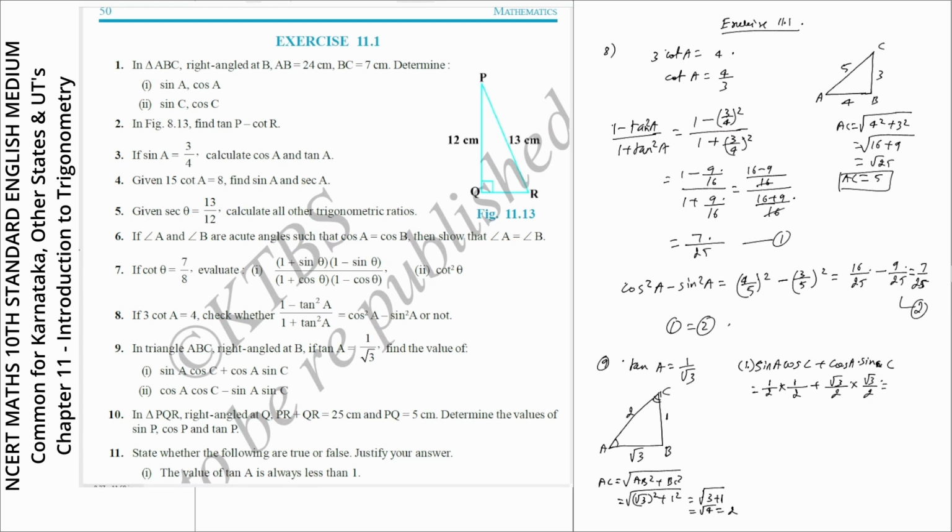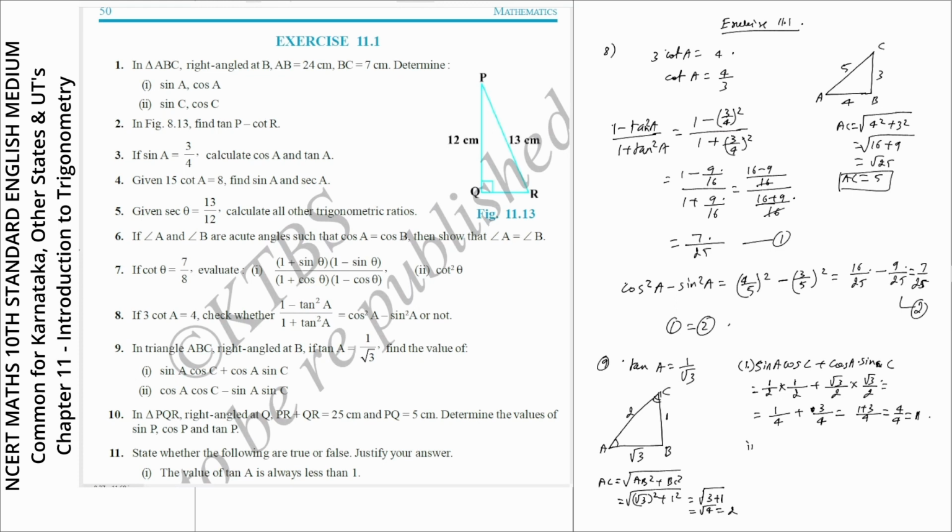So I'll get 1 by 2 into 1 by 2, multiply the numerators, 1 into 1 is 1, 2 into 2 is 4, plus root 3 into root 3 is 3, 2 into 2 is 4. So now LCM is 4, 1 plus 3, I'll get 4 by 4 is equal to 1.